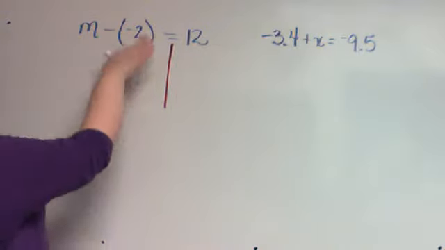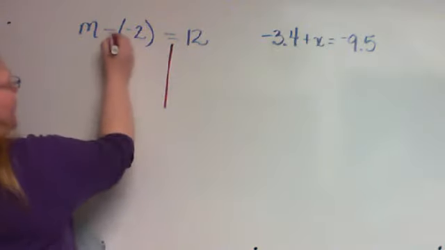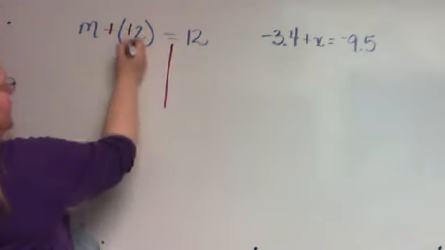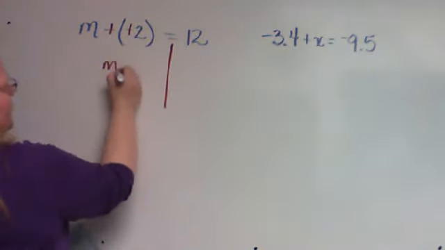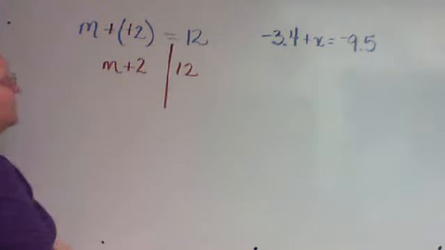Now over here, I can rewrite that. I'm suggesting that you rewrite it. So we know that the opposite of a negative is the same thing as plus a positive. So that really says m plus 2 is equal to 12. Go ahead and get rid of your parentheses before you ever do any adding or subtracting.